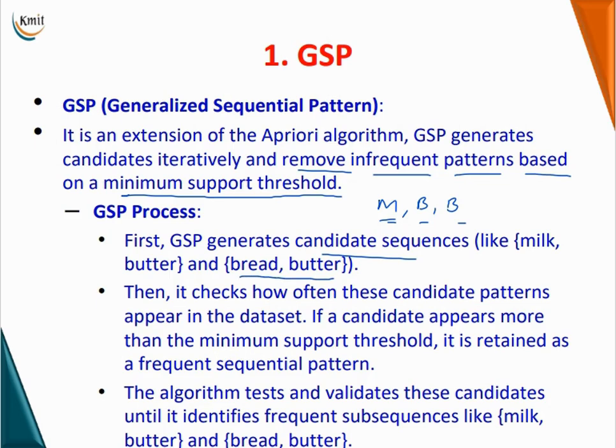We'll be discussing this example. Then it checks how often these candidates appear in the data set. If the candidates appear more than the minimum support threshold, they are retained as frequent sequential patterns. The algorithm tests and validates these candidates until it identifies frequent subsequences like milk, butter, bread, butter.